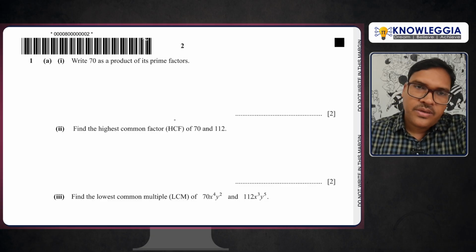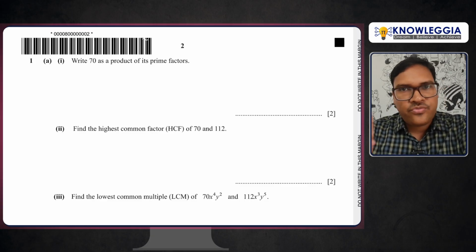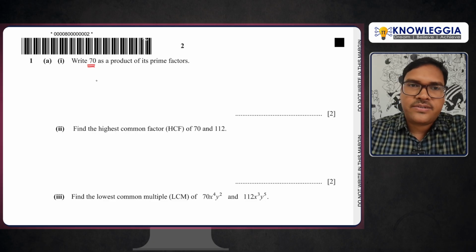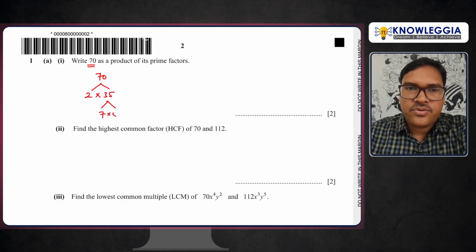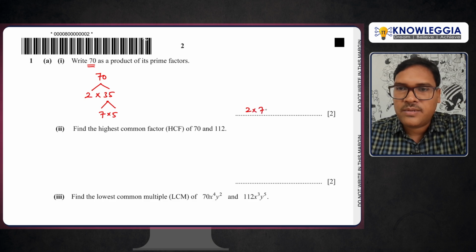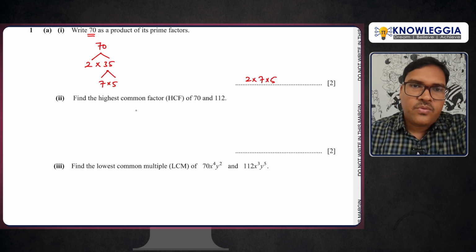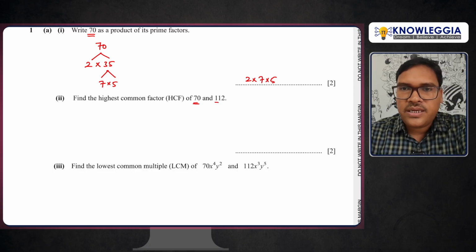The first question will be very easy. I'll go very fast. Write 70 as the product of its prime factors. So you know how to write the prime factors. 70, if I divide by 2, this is 35, right? And 35 you can write as 7 into 5. So what is the answer? This is 2 multiplied by 7 multiplied by 5. Easy question, right? Now, what is the highest common factor of 70 and 112?